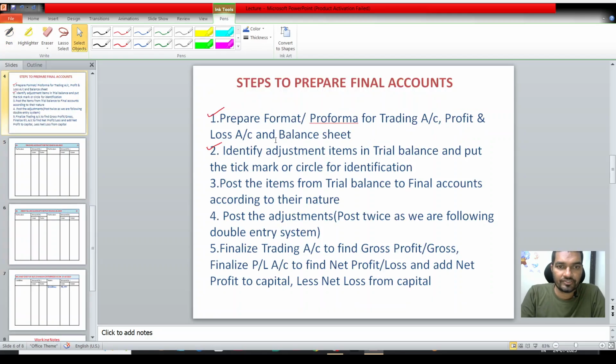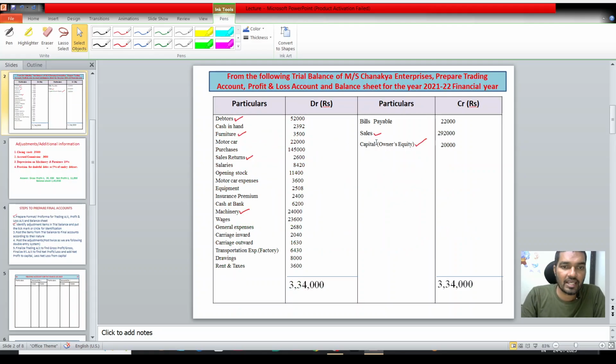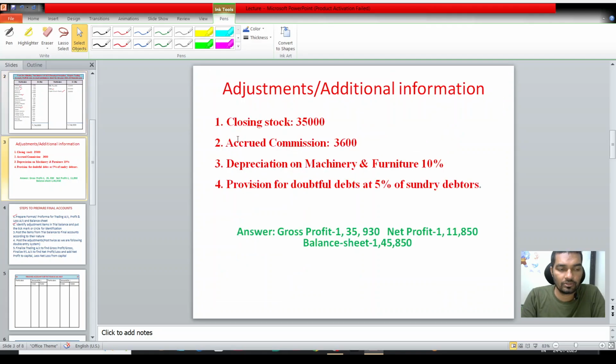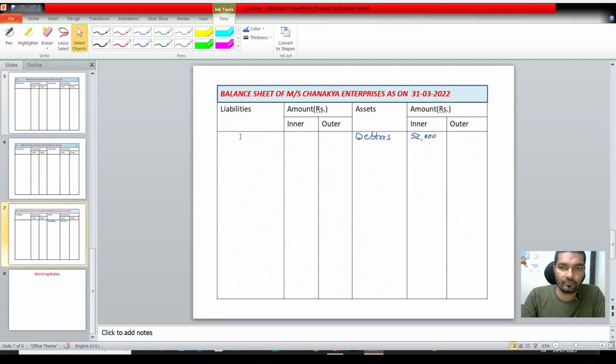So moving to next item, cash in hand. Cash in hand is an asset, 2392. Cash in hand, we have to give some gap here because we need to do adjustment. Cash in hand, there is no adjustment for that, directly we have to post outer column.